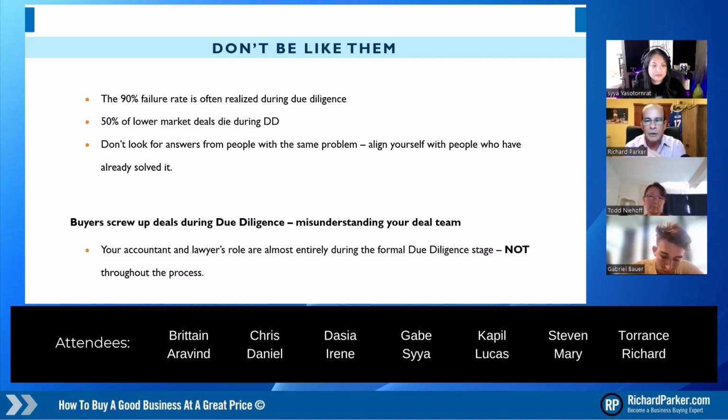50% of the deals in the lower market, and there are some different definitions for the lower market, but typically businesses under $10 million of EBITDA, and certainly the size. 50% of the businesses where contracts or LOIs are agreed to fall apart during due diligence. The deals die. So very often what you want to do is you don't want to look for answers from people with the same problem.